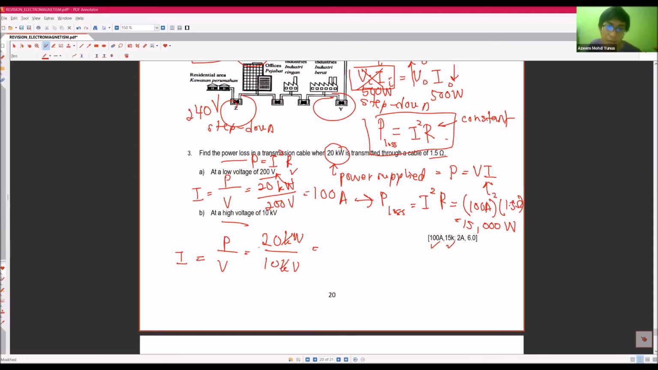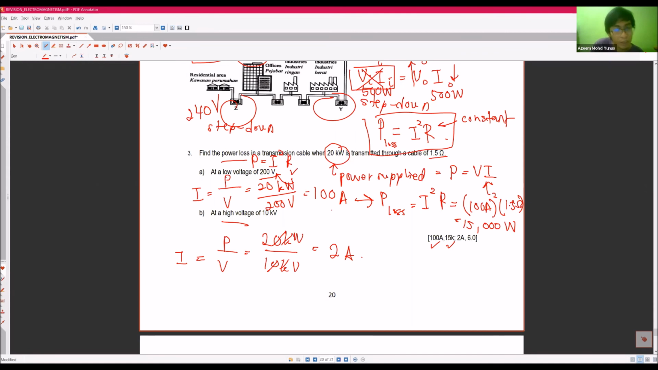But in case you are very curious to know, if you are very careful, you just plug in the K. It doesn't matter. So again, the 0 also can be cancelled out. Just 2 divided by 1. 2 divided by 1 is 2 ampere. So the current reduced significantly if we increase the voltage.